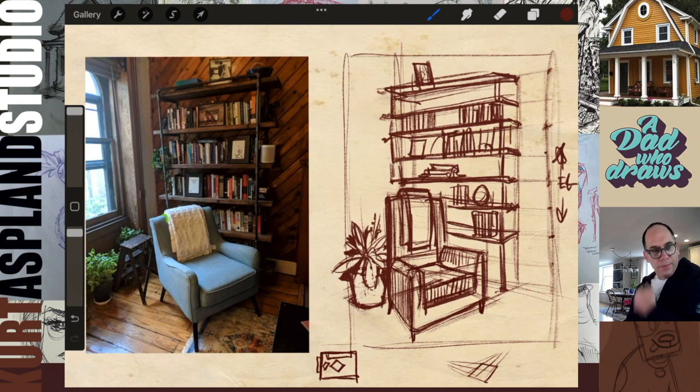Okay, I think that will challenge you today a little bit, to draw this bookcase, a chair, and this potted plant.